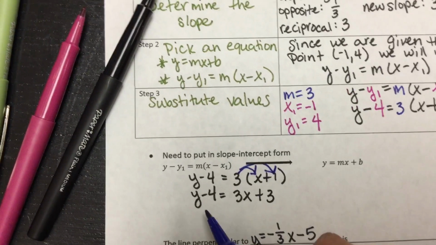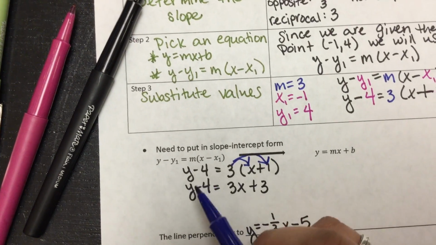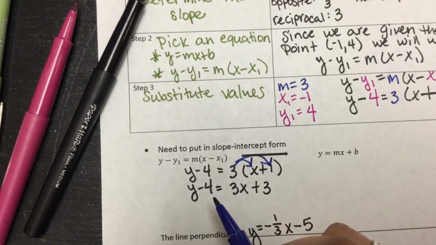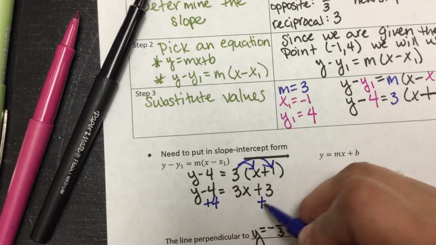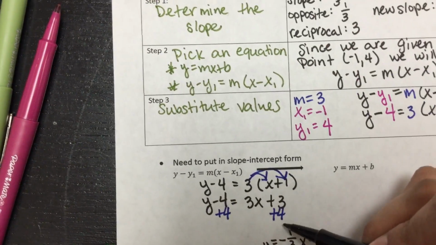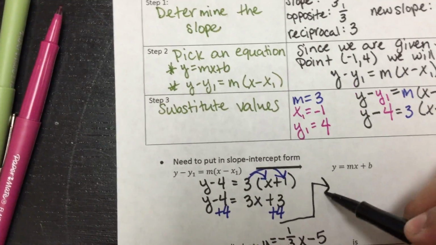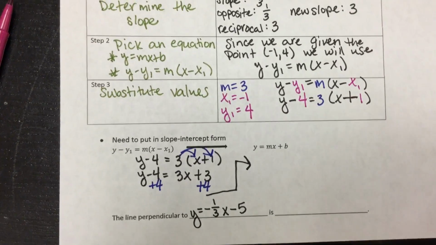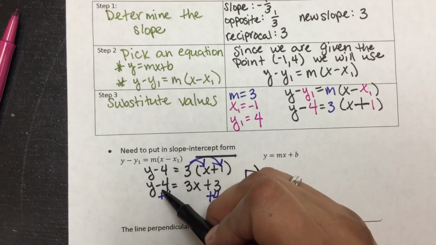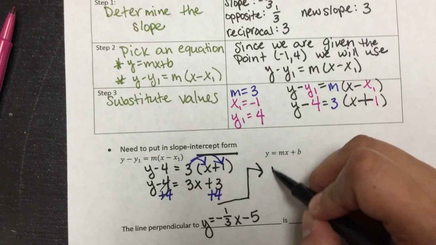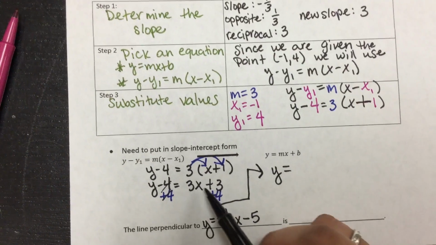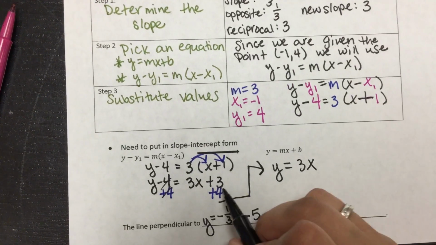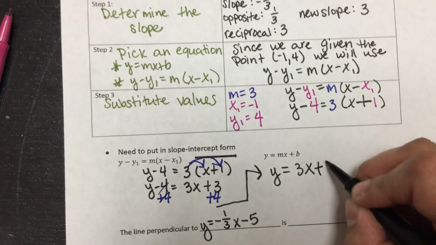My last step to get the y by itself is to get rid of this minus 4. The opposite of minus 4 is adding 4, and what you do to one side, you must do to the other. I'm going to write this next part over here because I ran out of space. So the 4's cancel. I am left with y equals 3x, and then 3 plus 4 is positive 7.